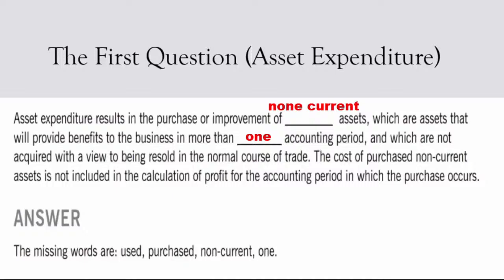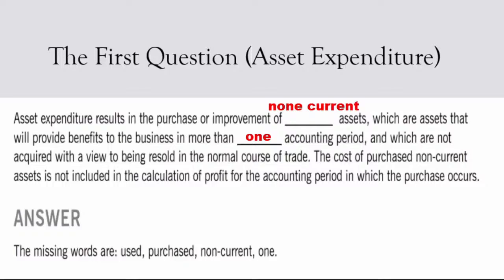Non-current assets. These are long-term assets that the business will keep and use for many years, like machines, vehicles, or buildings. Examples: a business might buy a delivery truck or renovate its office space. These assets will help the business for multiple years. Not for resale. These assets are different from inventory or goods that the business buys to sell to customers.